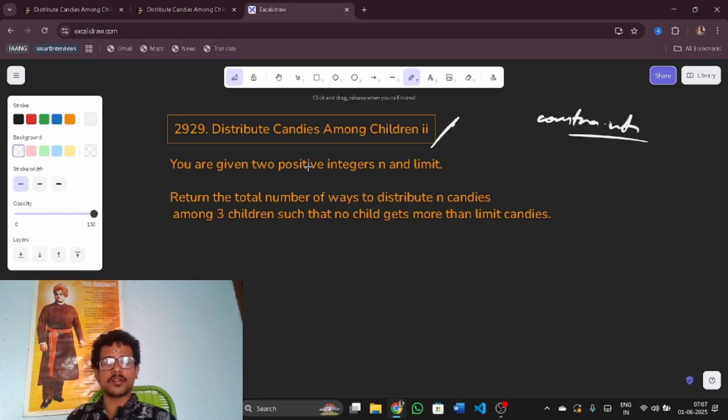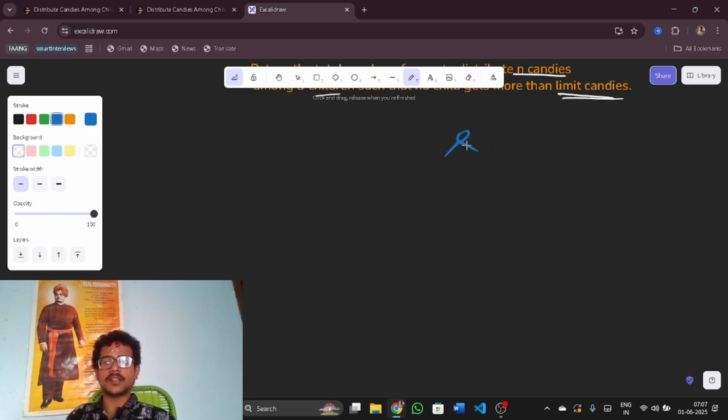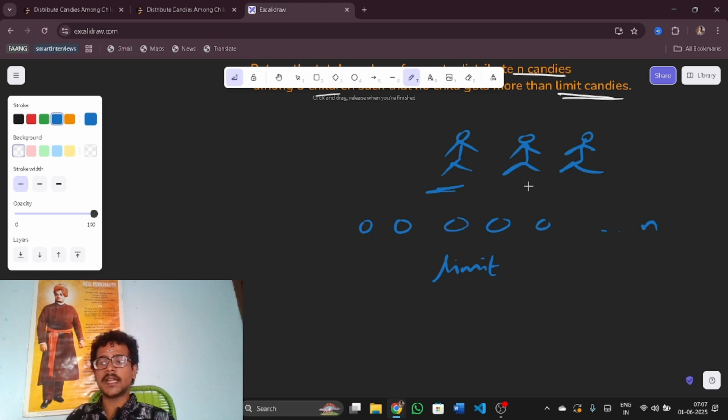You are given two positive integers n and a limit. Return the total number of ways to distribute n candies among three children such that no child gets more than limit candies. Now, let us understand that we are given three children, right? There are three children, there are n candies, and there is a limit, and a child cannot get more than limit number of candies.